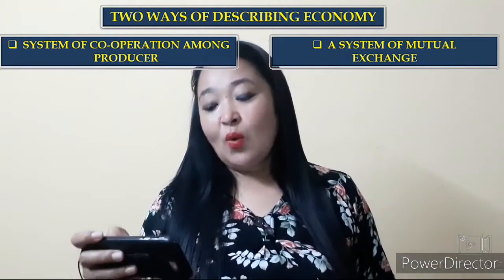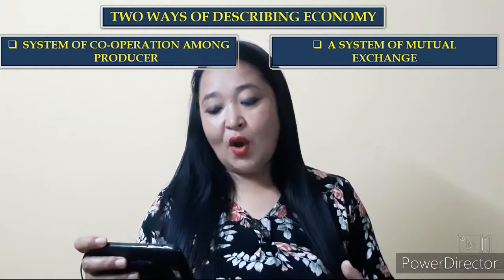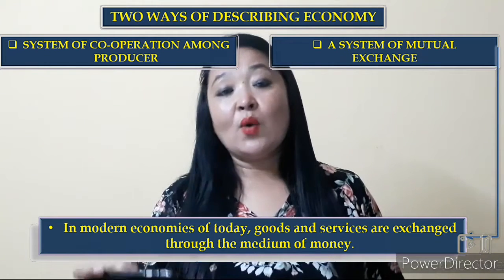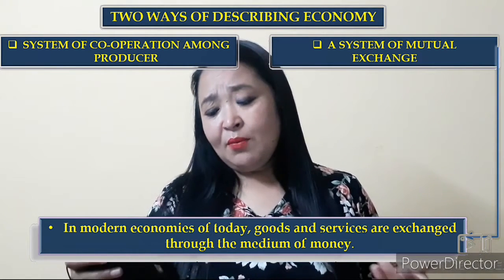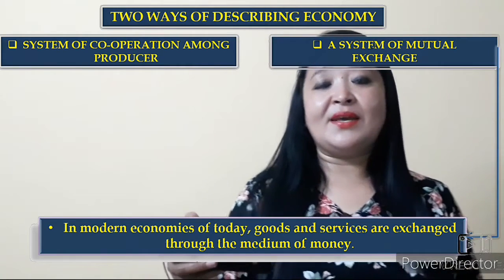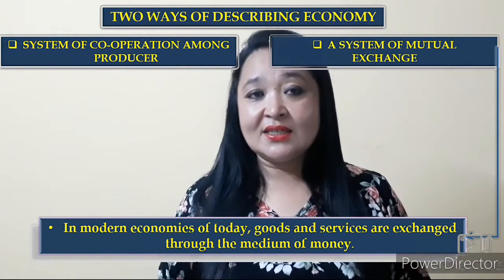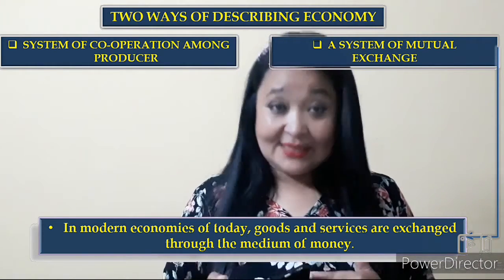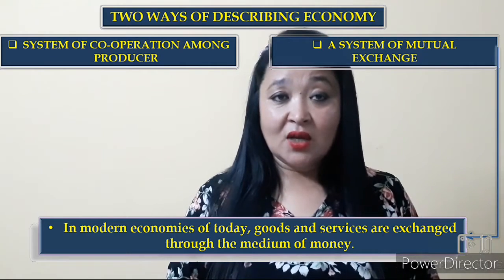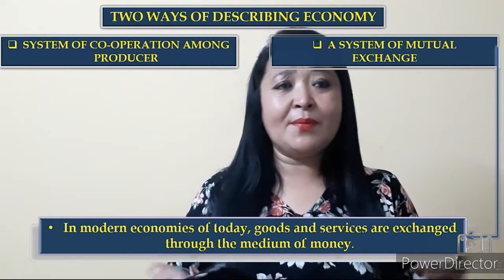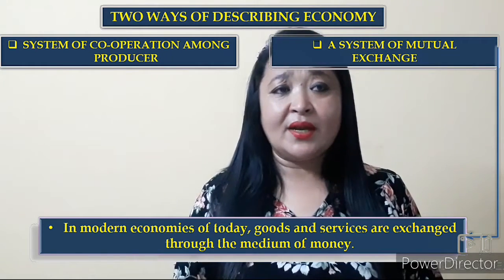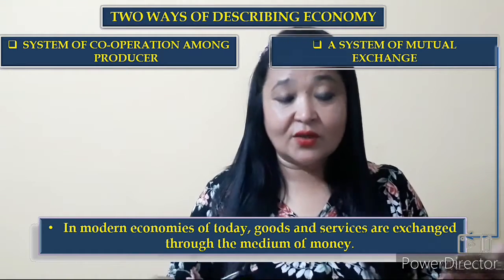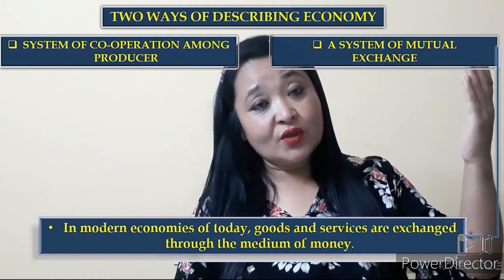Okay, now next, we will try to describe an economy through a system of mutual exchange. See, in modern times of today, goods and services can be exchanged through the medium of money, isn't it? A person cannot produce everything by himself or herself. Okay, a person cannot produce everything by himself. In olden times, in ancient times, not only in ancient times, even today also, we cannot produce everything that we require. In those days it was also the same thing.